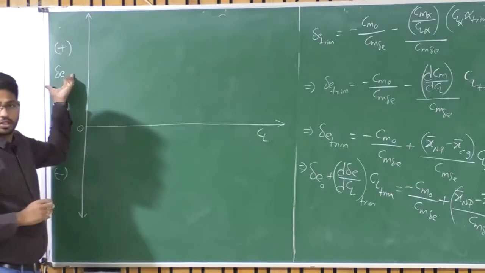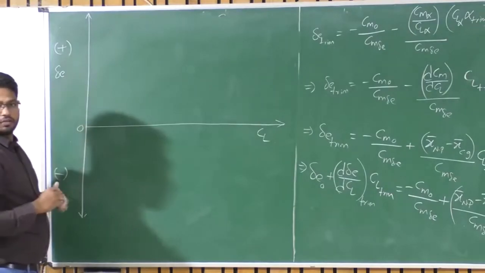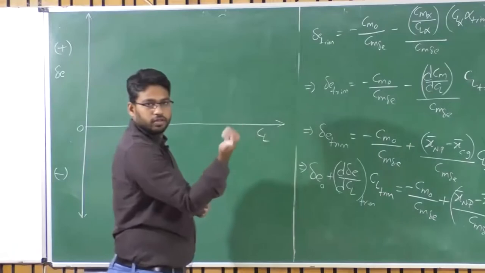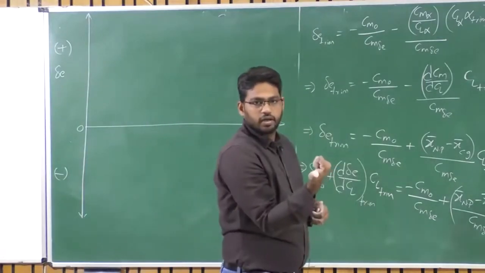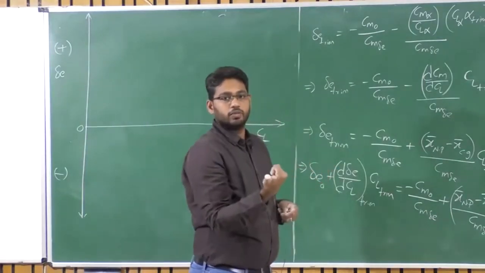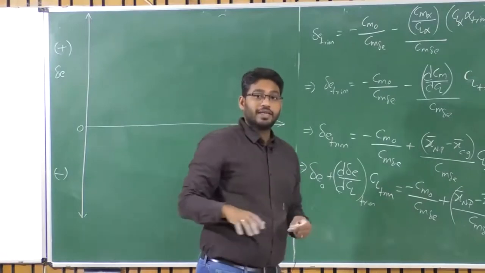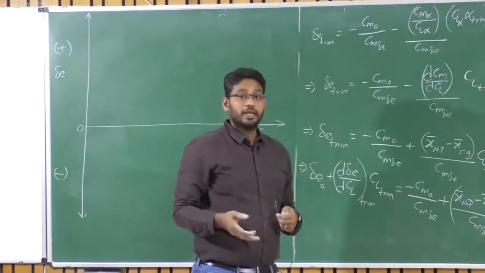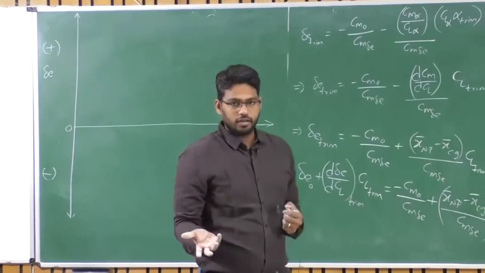So what is delta E positive? We just discussed it. Deflecting the elevator downwards is delta E positive, which gives a negative moment that decreases the angle of attack, that decreases your CL. It has to be, isn't it?